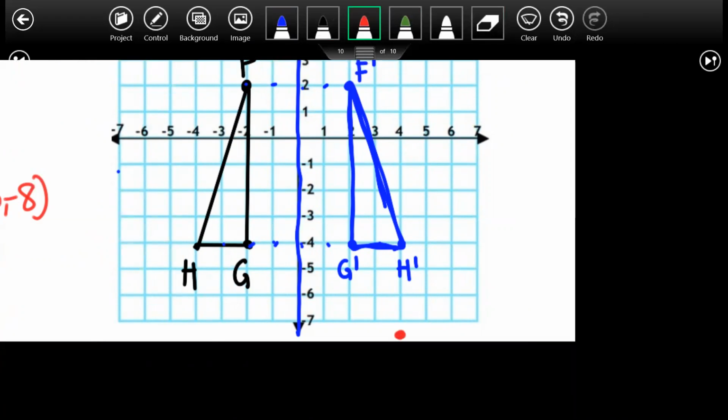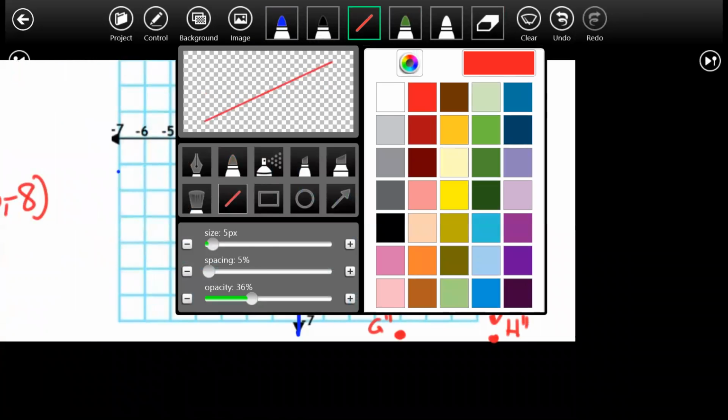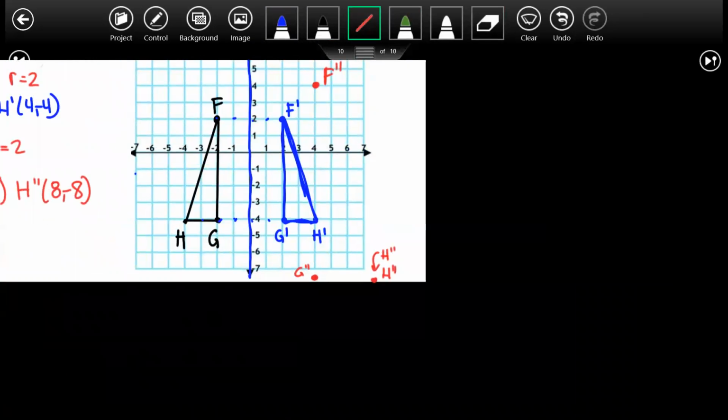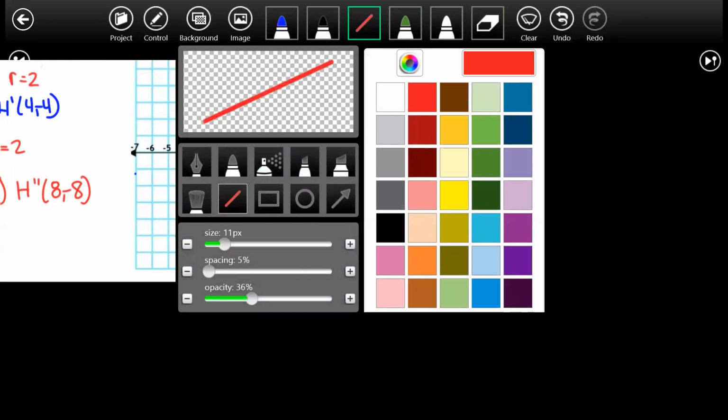And then 8 is going to go G double prime, H double prime. Sorry, mine's a little bit wonky, so let me write it up. Connect your points now. I'll make it a little bit thicker for our final image.